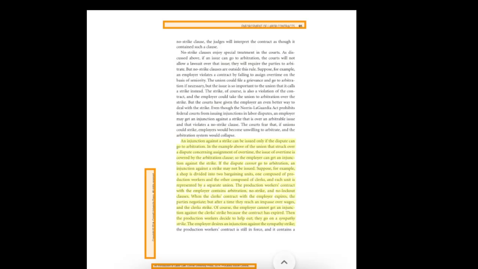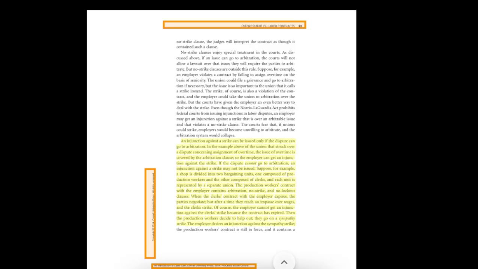In the example above of the union that struck over a dispute concerning assignment of overtime, the issue of overtime is covered by the arbitration clause, so the employer can get an injunction against the strike. If the dispute cannot go to arbitration, an injunction against a strike may not be issued.